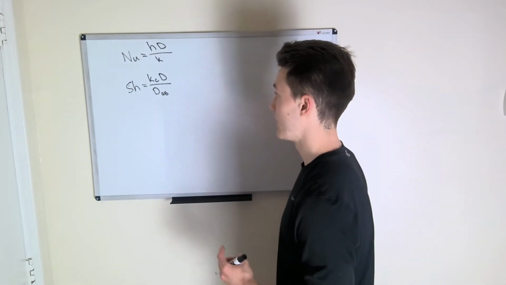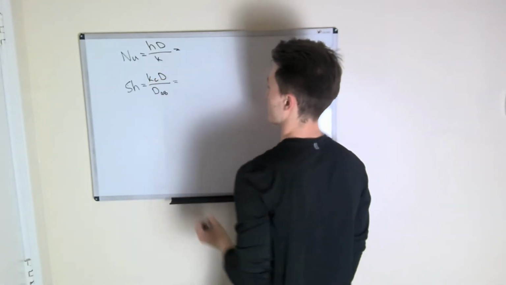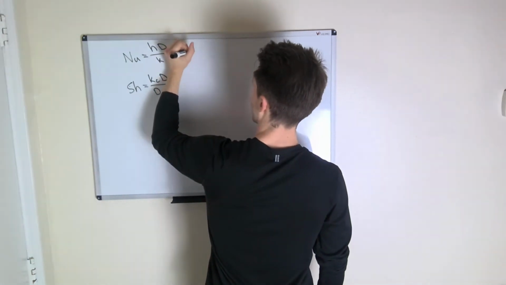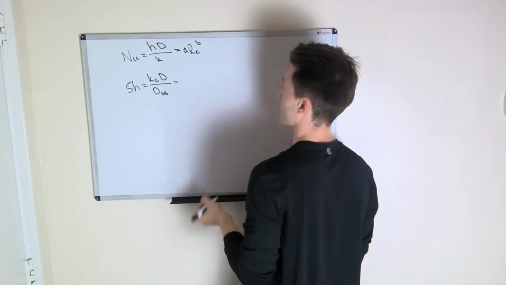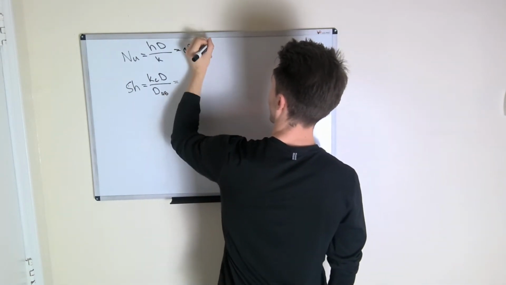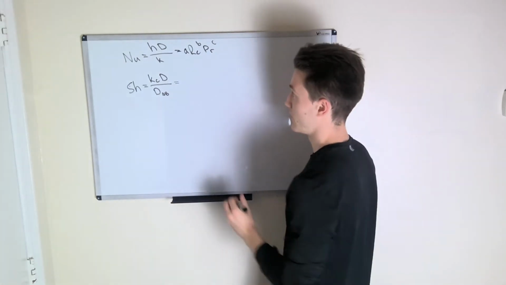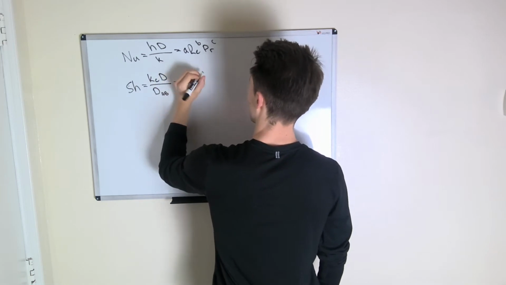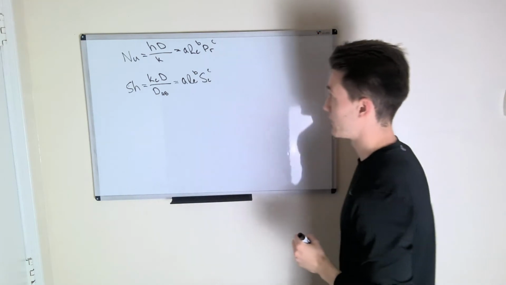And it is determined experimentally that our two models share similar coefficients, where the Nusselt number is equal to A times the Reynolds number raised to a power B, with the Prandtl number raised to a power C. And the Sherwood number is similar, but it is the Schmidt number raised to a power C.